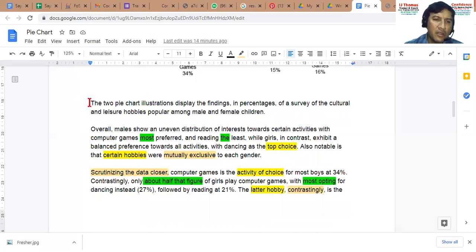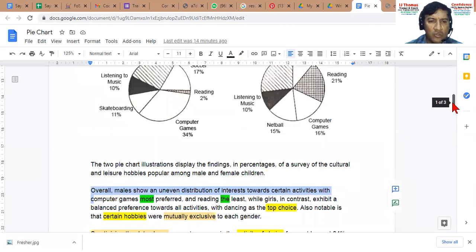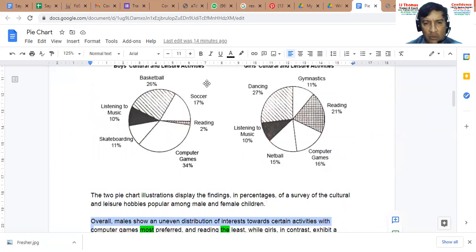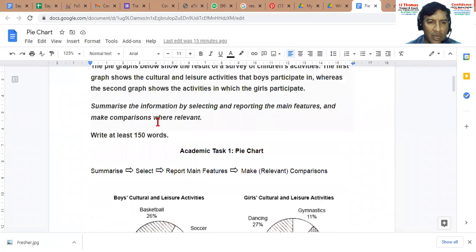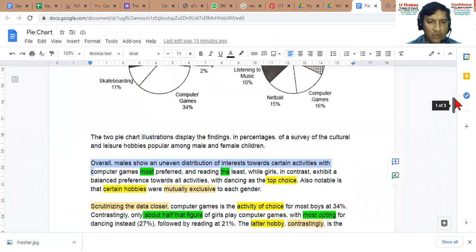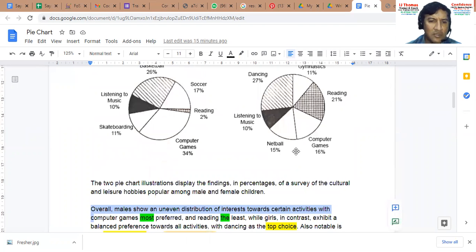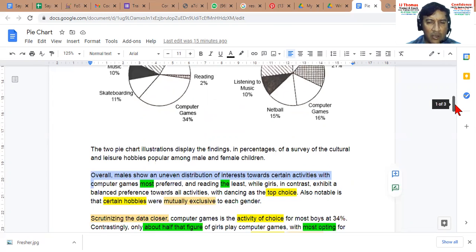Now that you have given an introduction and the overall, you will begin by going to the data. If you want greater scores, it's best to compare both rather than saying what boys did in one paragraph and what girls did in the other paragraph. Because the task wants you to make comparisons where relevant. The more you compare, the higher your score. That's why, if you see, I compared between activities. I didn't say this gender did this and this gender did this. Comparing between activities will get you more scores.